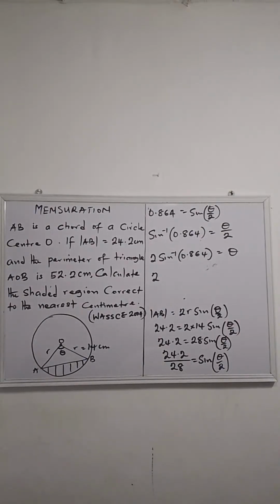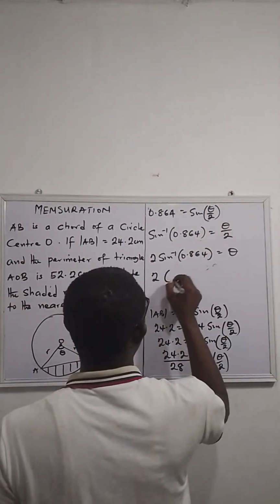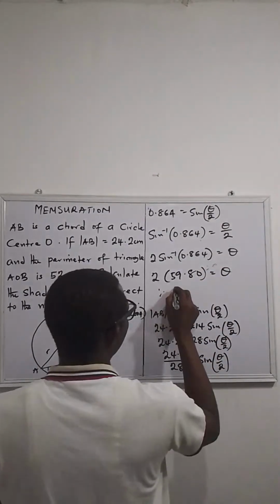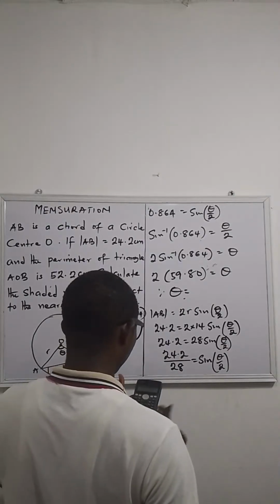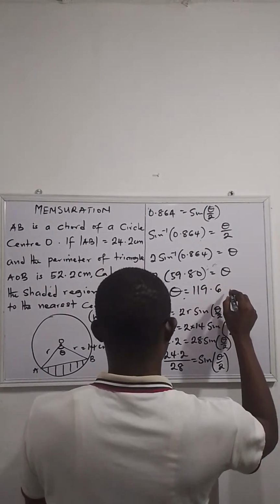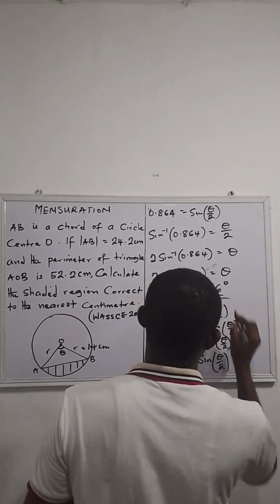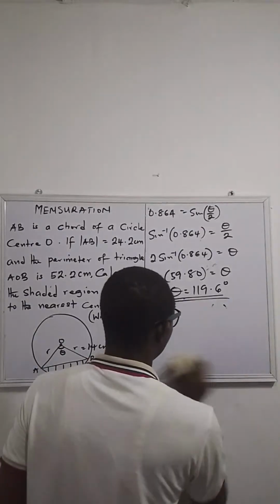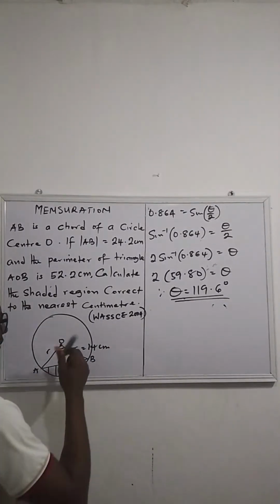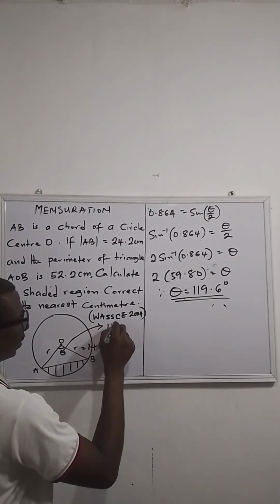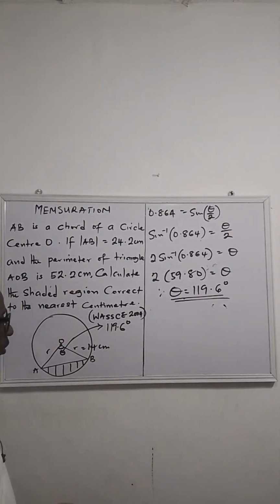Arcsine. If you compute it well, you're supposed to have 59.80. Therefore theta equals, when you multiply that by 2, 119.6 degrees. So this is what you have for the angle. Now we have gotten the angle subtended here, which is 119.6 degrees.